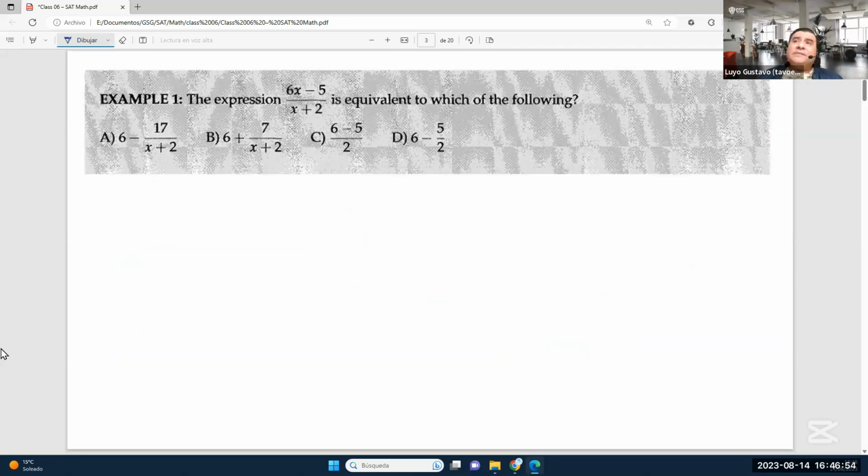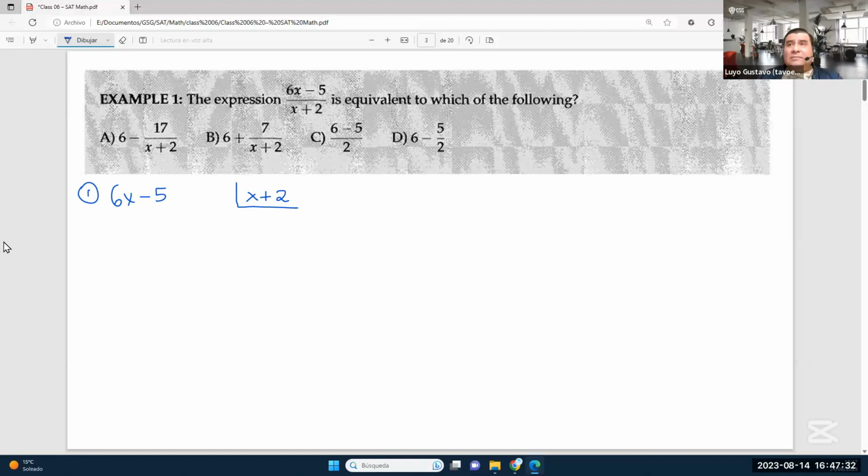Take a look at this. It says the expression (6x minus 5) divided by (x plus 2) is equivalent to which of the following? So we need to find which one matches this expression. But that expression is a division, right? So method number 1. Let's say here that we do the division of polynomials. Remember, if you are sharp about your skill to do polynomial division, no problem. Be my guest, you can do this fast.